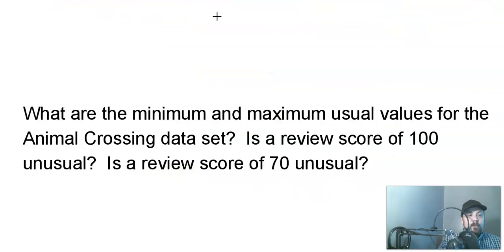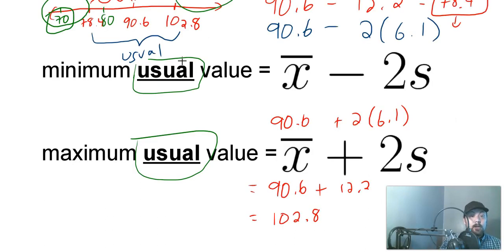Okay. So we just did that. What are the minimum and maximum usual values for Animal Crossing? Is a review score of 100 unusual? No. Right? It's within our usual range. I didn't mark that one, but our range is from 78.4 to 102.8 that we consider to be usual. 100 is within that range, so 100 would be considered normal, typical, usual. 100 is not unusual, right?